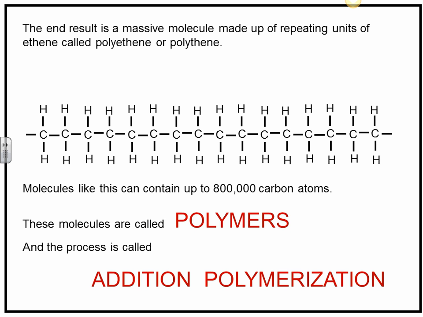Massive molecule. But because you're adding the same thing over and over and over again, what you find is the molecule has a really obvious repeating pattern. And it's pretty obvious here. This is the repeating pattern of polyethene. Polyethene, or abbreviated to polythene.